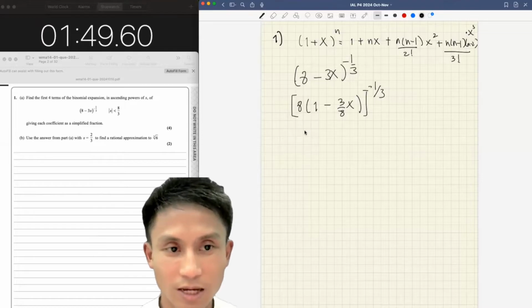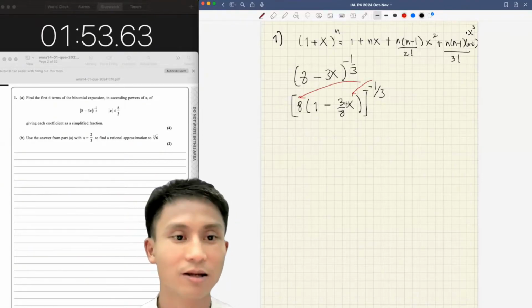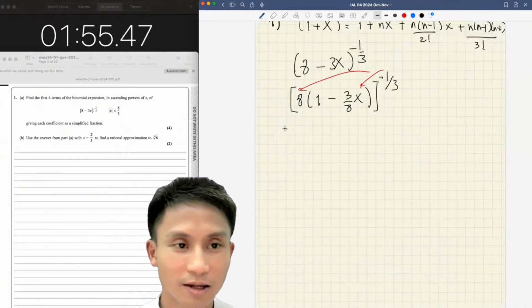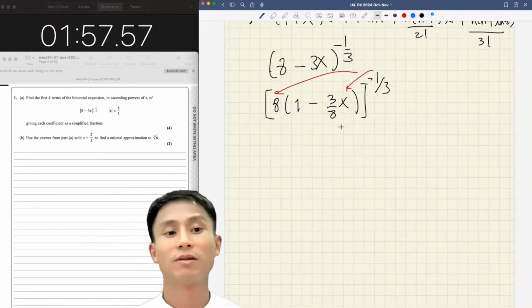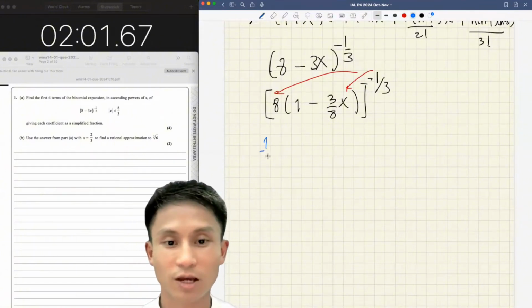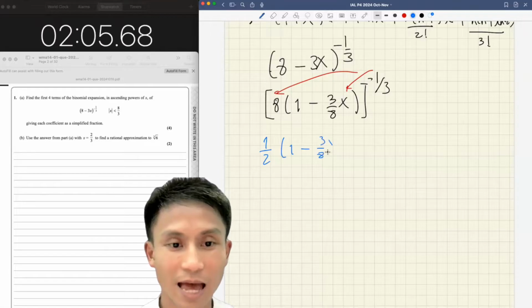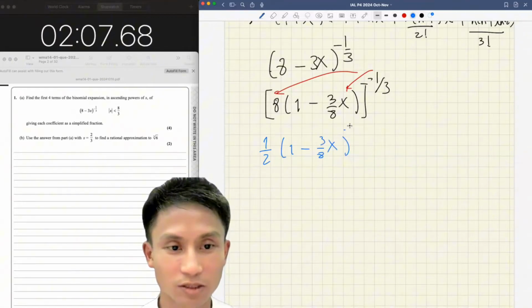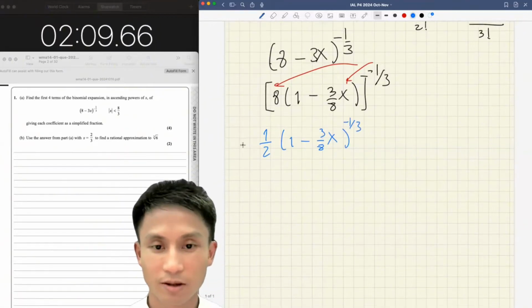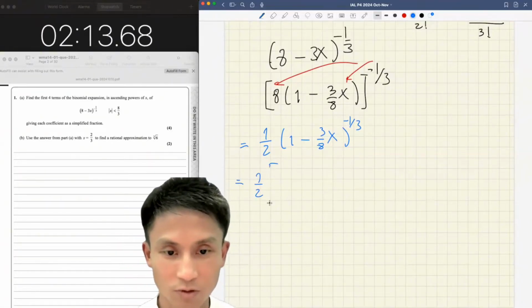Okay. So here, if we expand the power in, we're going to get 8 to the power of minus 1/3. That's like 1 over 2, right? So we get 1 over 2 here. You can check in the calculator. And then that's going to be the actual binomial here, so this is a minus 1/3. So first 4 terms, all right? So this is 1 over 2 outside.